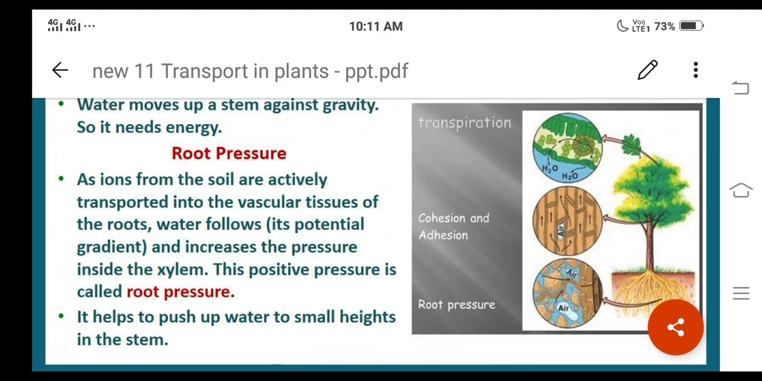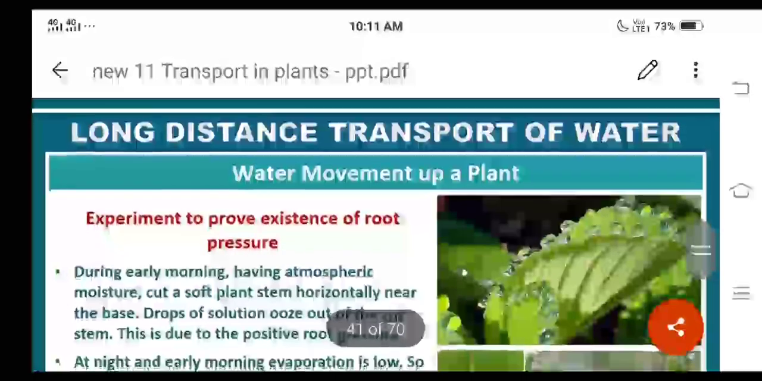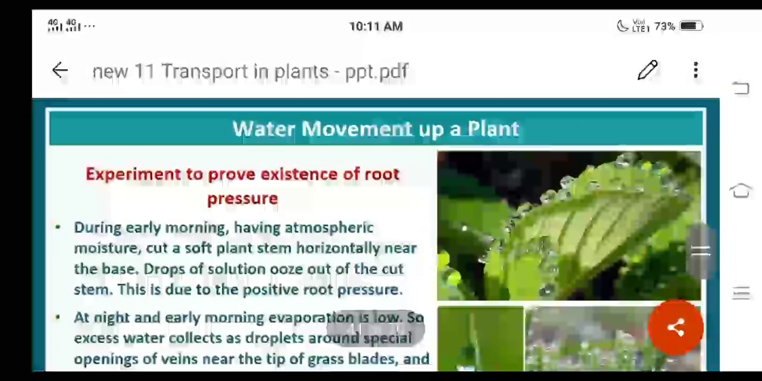Three important labelings are there, I will tell you later, okay. Then one more thing, we are going to understand the experiment to prove how the root pressure will exist in the plant or in the root. Experiment to prove existence of root pressure, right?